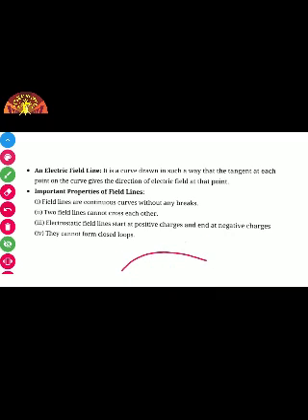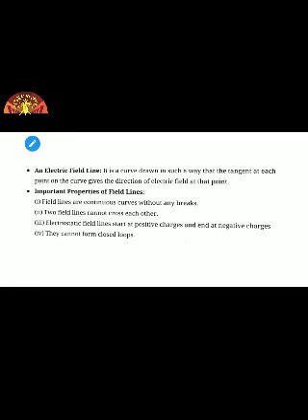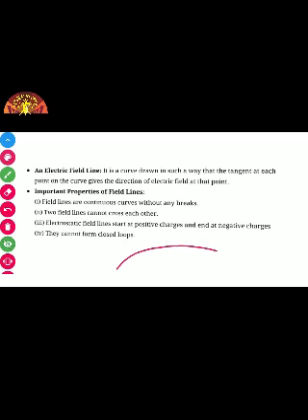Okay, so let's go through the other properties. The important properties of field lines are that field lines are continuous curves without any breaks, and two field lines do not cross each other. Now, why do they not cross each other? If you have the electric field lines crossing each other at any point, let's say one is this and the other is this.